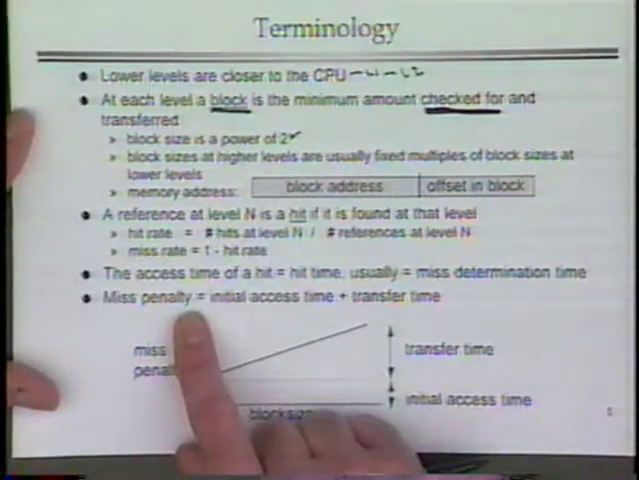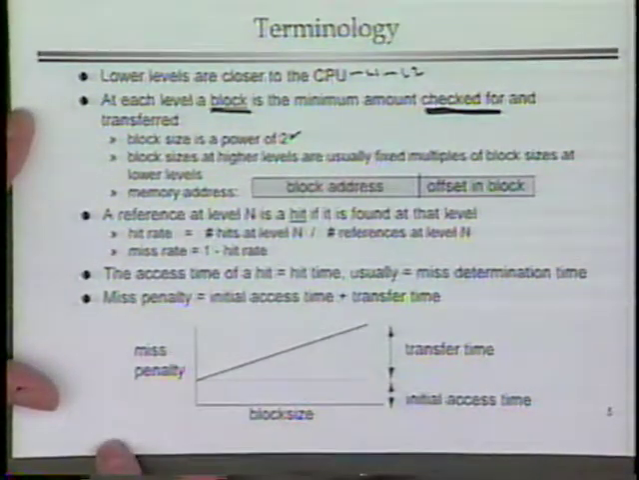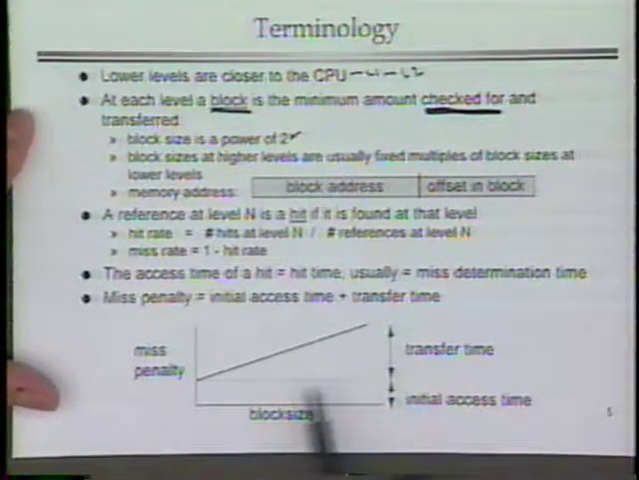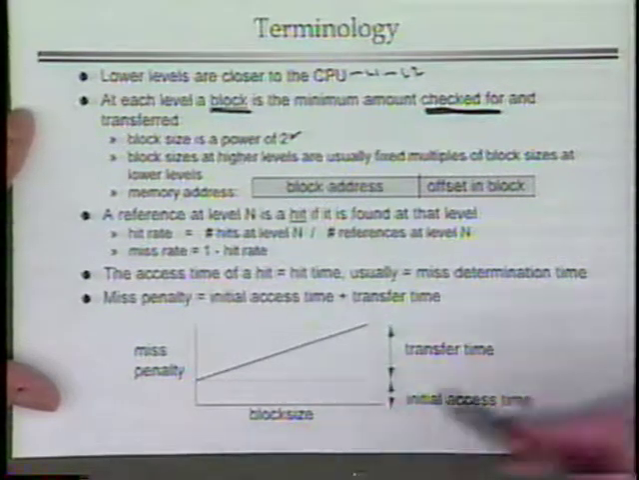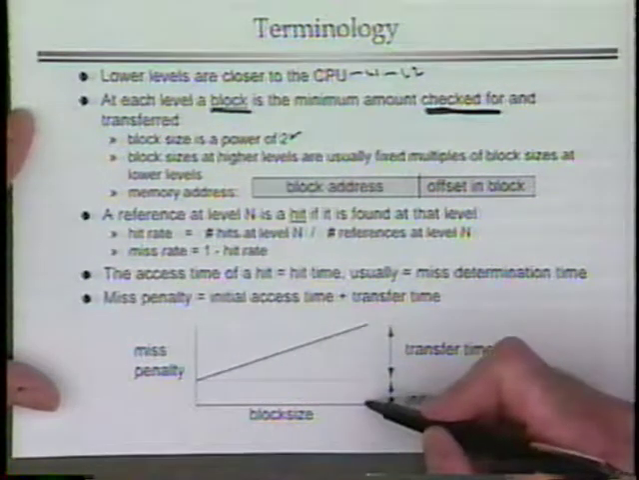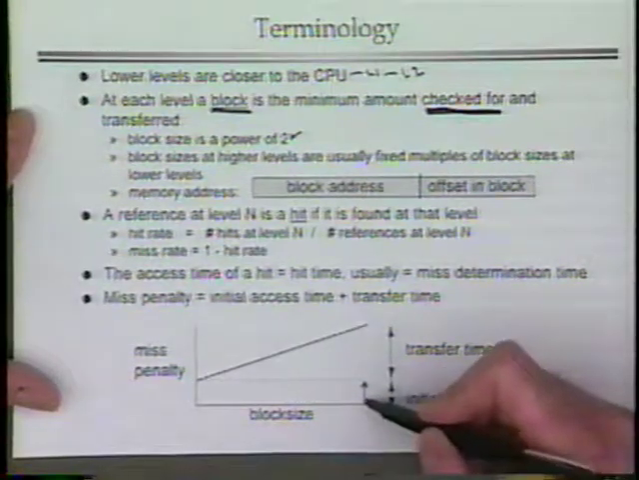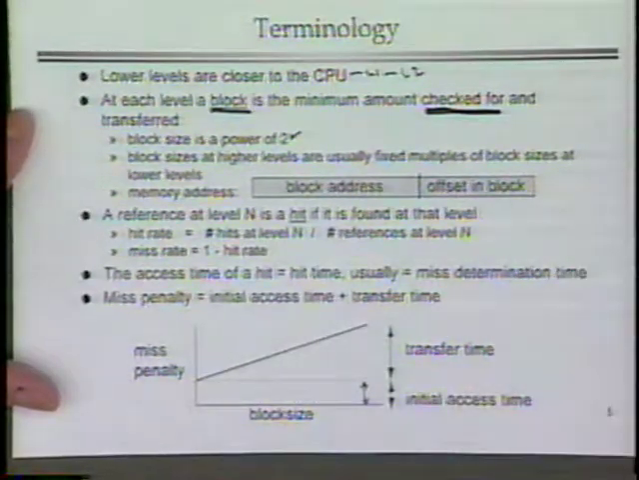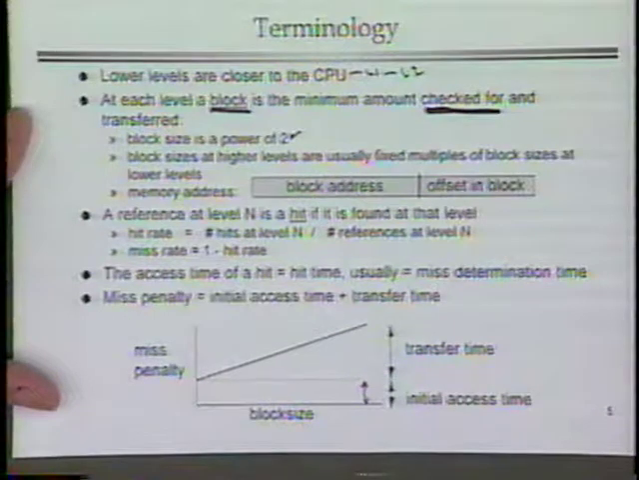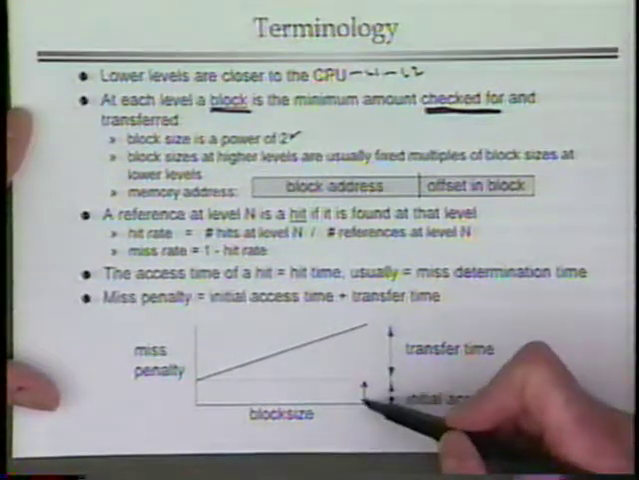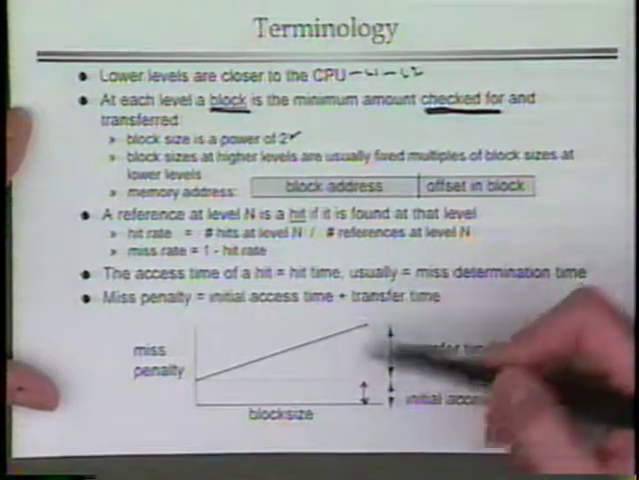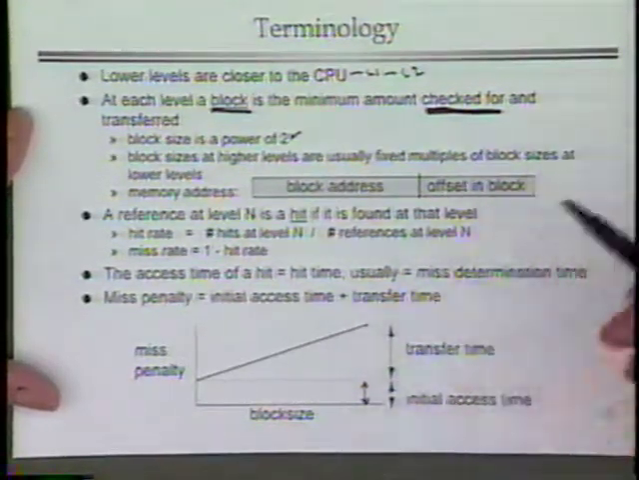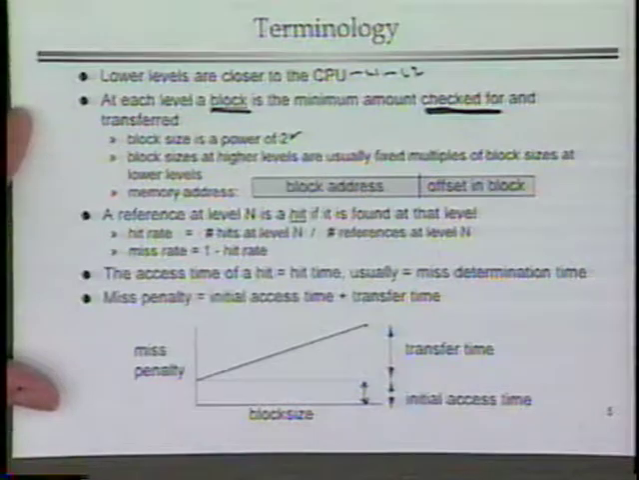Now, when it's not there and you have to take a miss, you can look at two different components of the time it takes to cover up for that miss, the miss penalty. One is the time it takes to begin the transfer, the initial access time, which is looking up the data in the next level cache. And then the time that it takes to transfer that complete block, and it may be a multiple word transfer or a multiple block transfer at a next lower level into the cache.